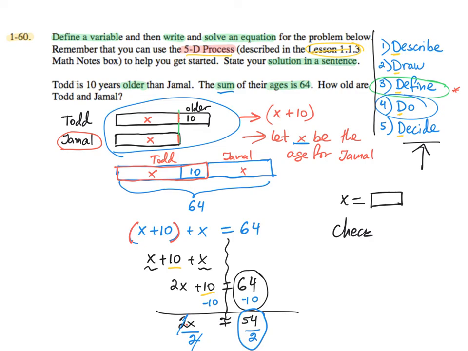And lastly, when you're deciding, you are answering the question. So remember the question up top was, I'm going to highlight it in red, how old are Todd and Jamal? So how old is Todd separately and how old is Jamal separately? Make sure you write that down on your own as well before you continue to the next problem.